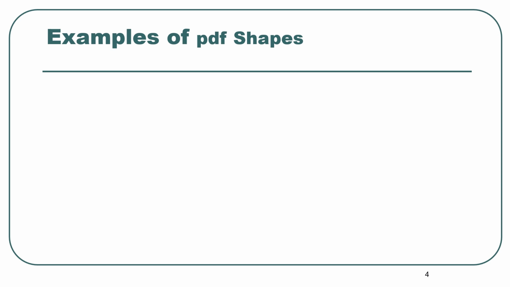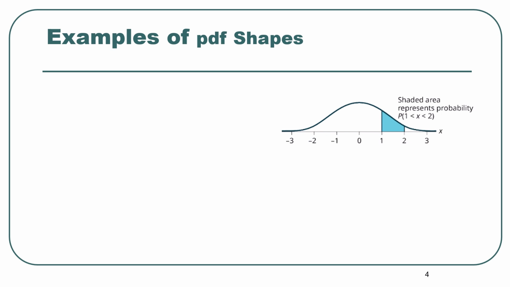Now let me show some examples of the shapes of PDFs. This is a normal PDF, which we are going to learn about later, and as you see, it looks like an upside down pill. Here, the probability of x inside the interval from 1 to 2 is exactly equal to the area under the curve from 1 to 2, where this curve is the whole PDF of x for this specific distribution.